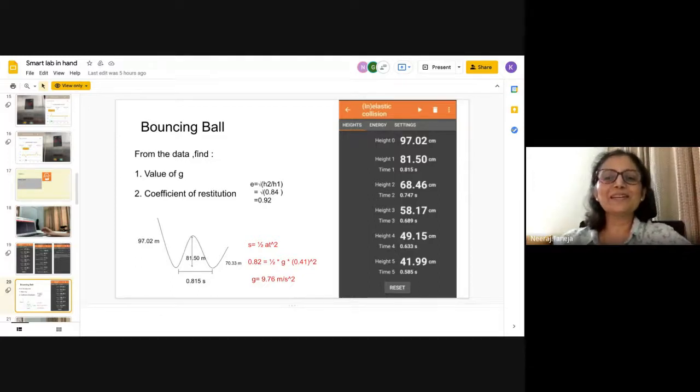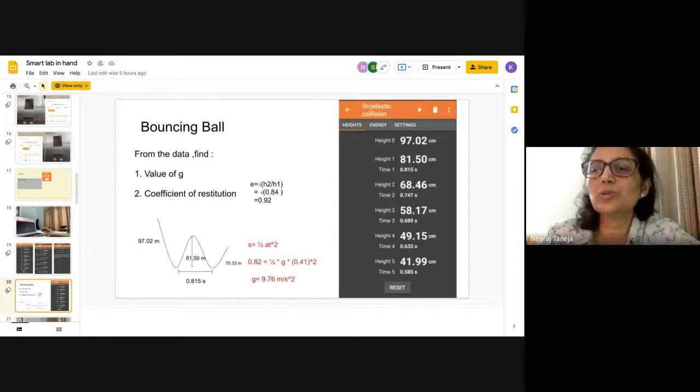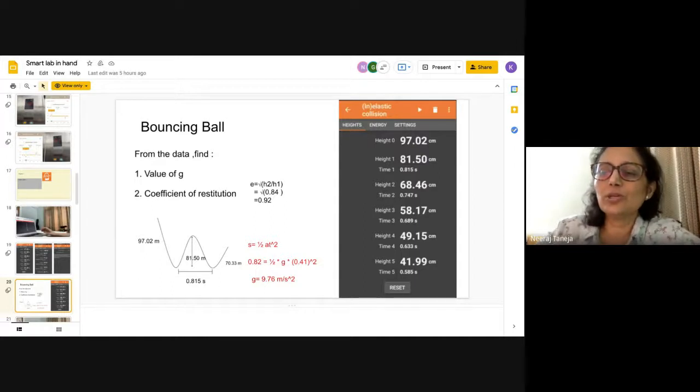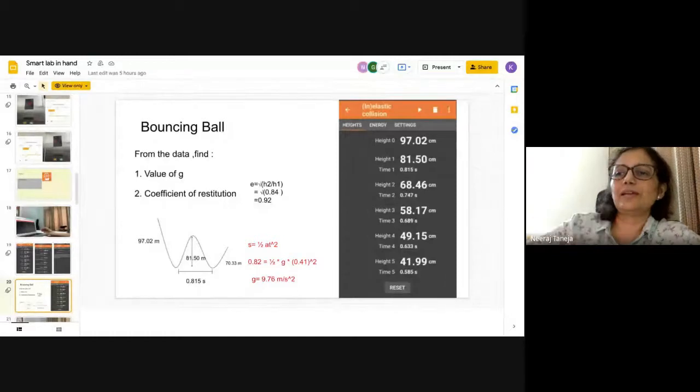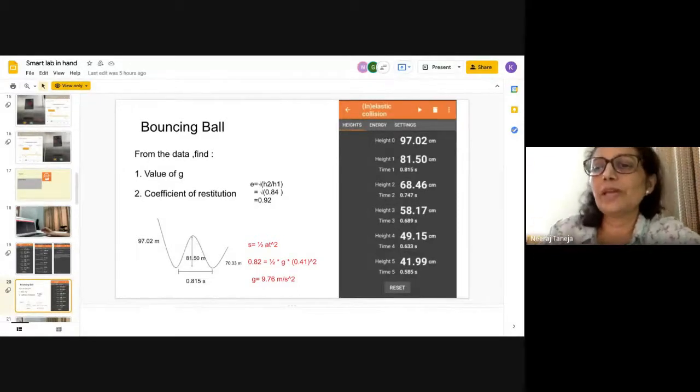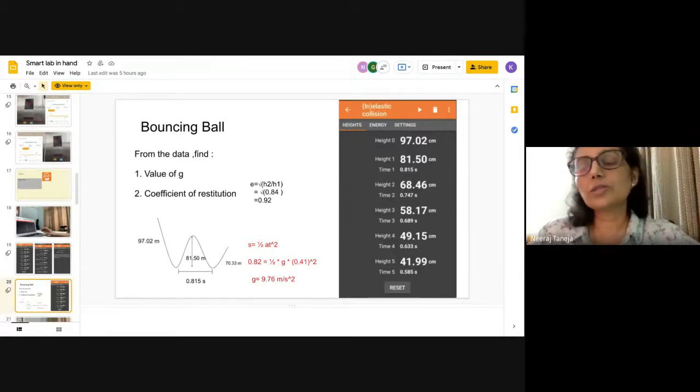And this data collection helped you to analyze that the kinetic energy was lost at every bounce, and that kinetic energy must have been converted to sound or heat energy, and so it bounced back with lesser kinetic energy and so gained lesser height. At every bounce it was actually losing kinetic energy.